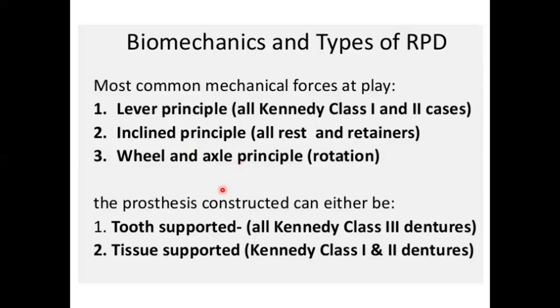The prosthesis that is constructed can either be tooth supported or tissue supported. Tissue supported are your Kennedy's class 1 and class 2 RPDs or dentures. Your Kennedy's class 3, which is bounded anteriorly and posteriorly by teeth, will be a completely tooth supported prosthesis.